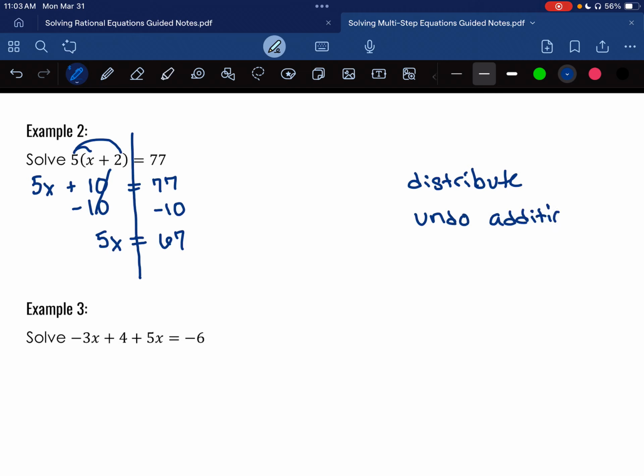And now I'm going to divide both sides by 5. I know what you're thinking, 67 is not divisible by 5, but that's okay. I'm going to plug that into my calculator. Remember, if you're using a TI, you can use the division symbol to mean a fraction. And we're going to get 13.4.